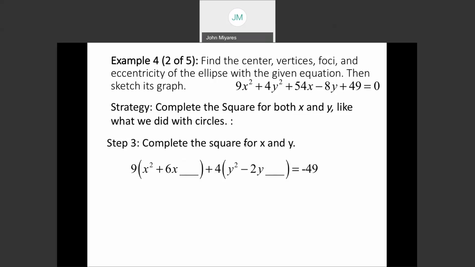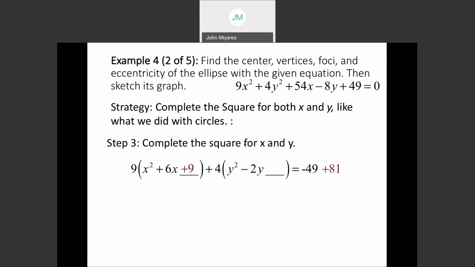For the x's, you take half of the 6 to get 3, and 3 squared is 9. So while we can insert a 9 inside the parentheses, we need to remember that everything inside the parentheses is being multiplied by the 9 on the outside. So we don't want to add 9 to the other side. We actually want to add 81 to the right-hand side, 9 times 9.